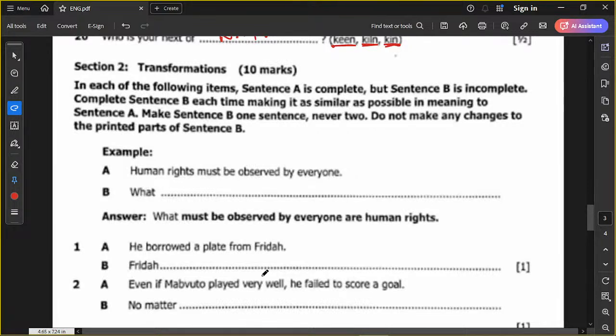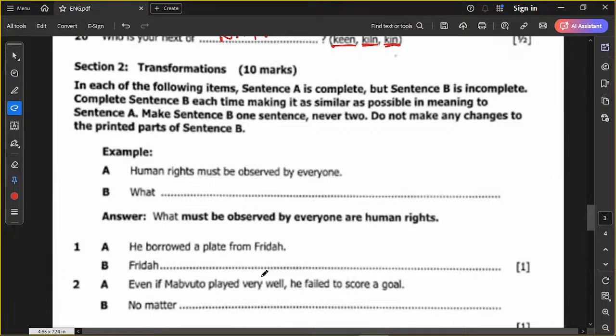Okay, so let's go to question 1, section 2, which is transformation. Section 2, transformation. It has 10 marks. The instruction: for each of the following items, sentence A is complete, sentence B is incomplete. Complete sentence B each time, making it as similar as possible in meaning to sentence A. Make sentence B one sentence. Never two. Do not make any changes to the printed parts of sentence B.